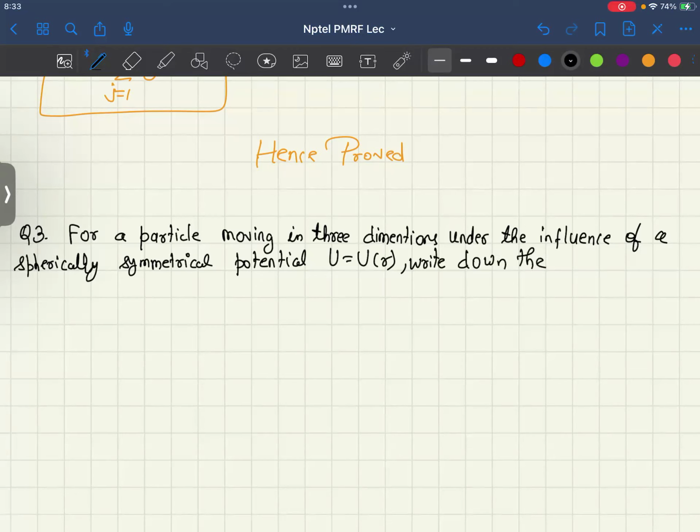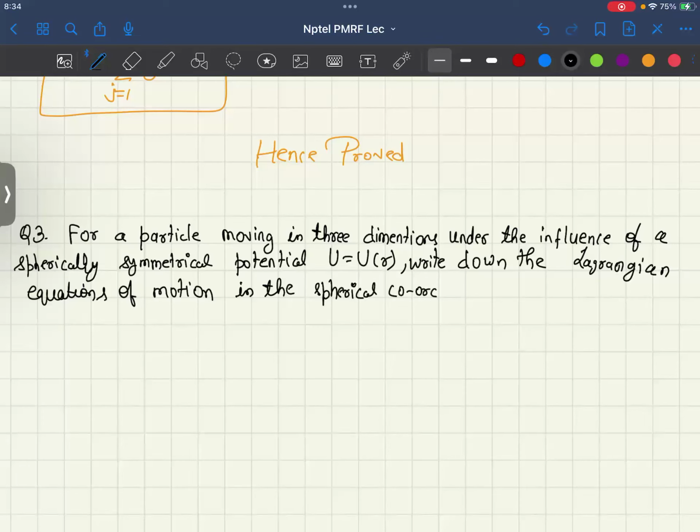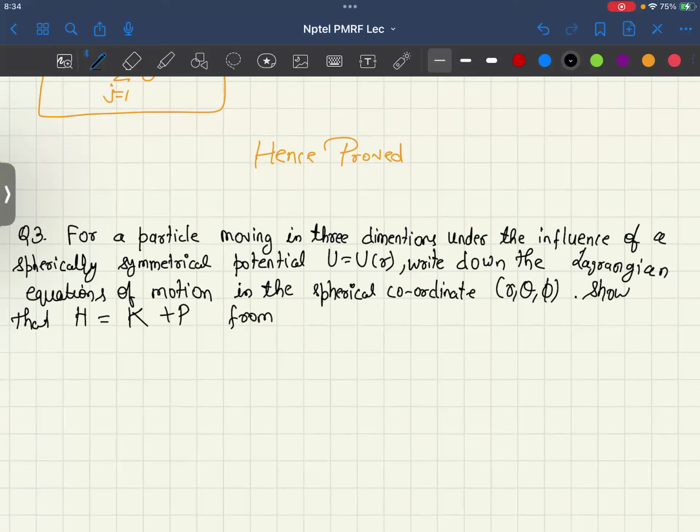Write down the Lagrangian equations of motion in the spherical coordinates, which are r, theta, and phi, so that the Hamiltonian is equal to kinetic energy plus potential energy, from Hamiltonian is equal to pi qi minus L.